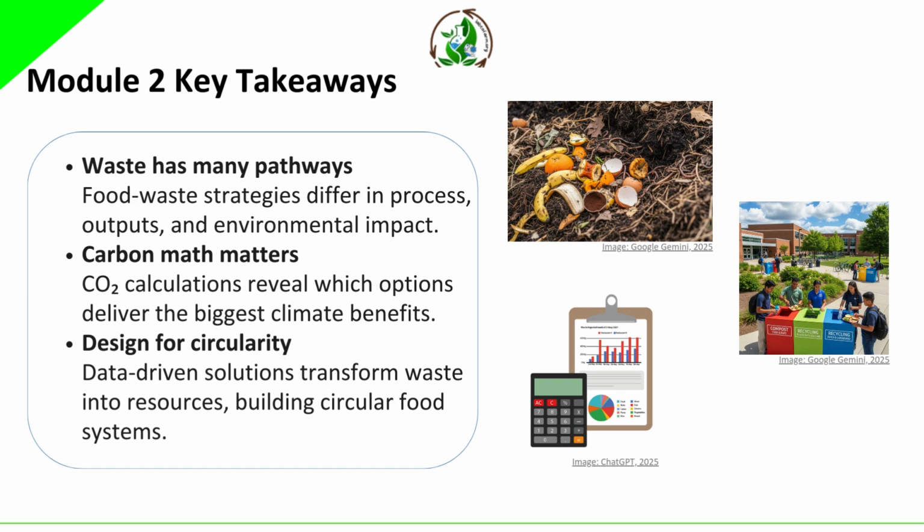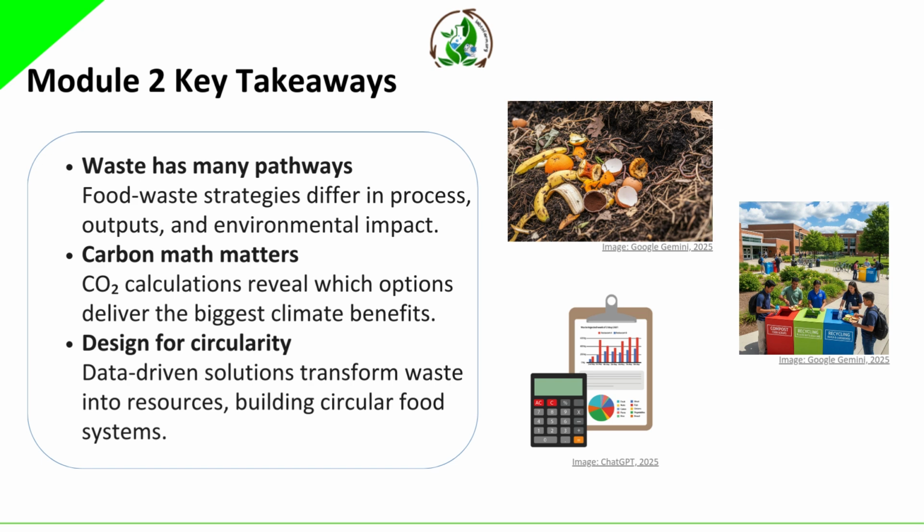We started by asking how food waste could be redefined as a resource, and we explored 5 different pathways: landfill, composting, bokashi, anaerobic digestion, and biochar, each with unique benefits and trade-offs. We also practiced doing the carbon math, learning how to compare emissions across systems and identify which pathways deliver the biggest climate benefits. Then, we moved into measurement, seeing how simple tools like bin counts and density estimates can generate powerful data for planning solutions.